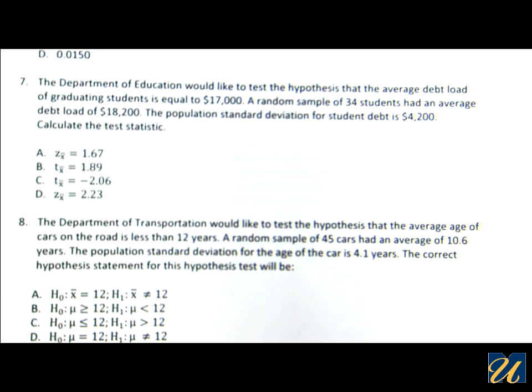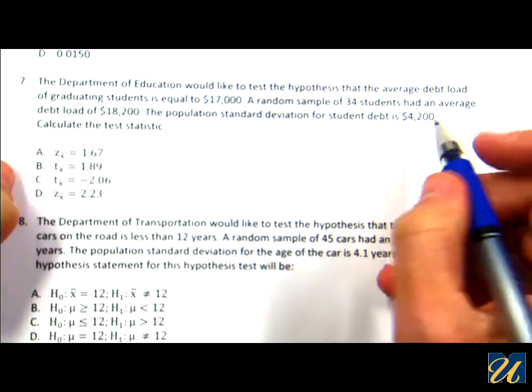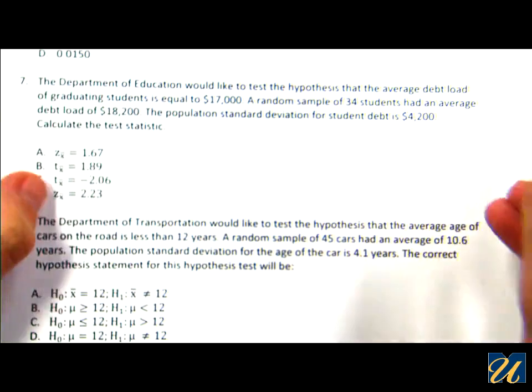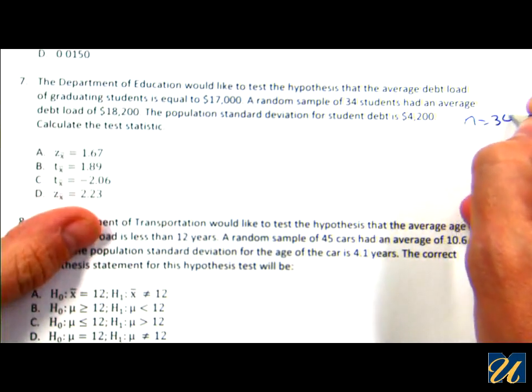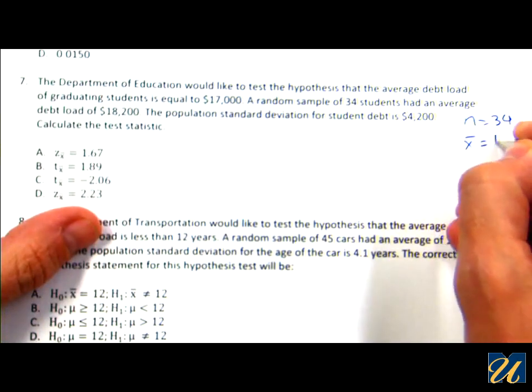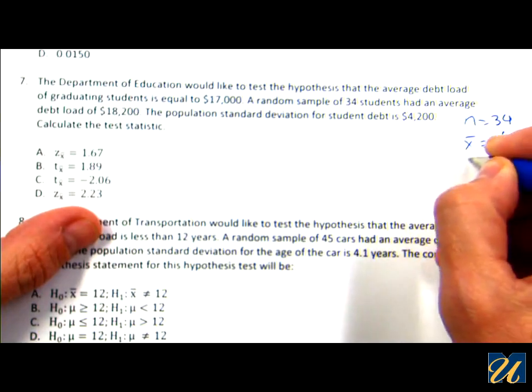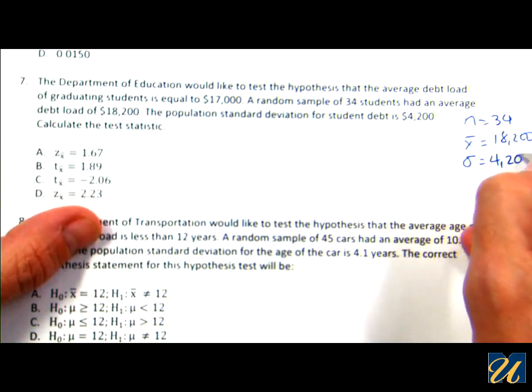The Department of Education would like to test the hypothesis that the average debt load of graduating students is equal to 17,000. A random sample of 34 students had an average debt load of 18,200. The population standard deviation for the student debt is 4,200. So we have n equal to 34, x bar equal to 18,200, and sigma equal to 4,200.